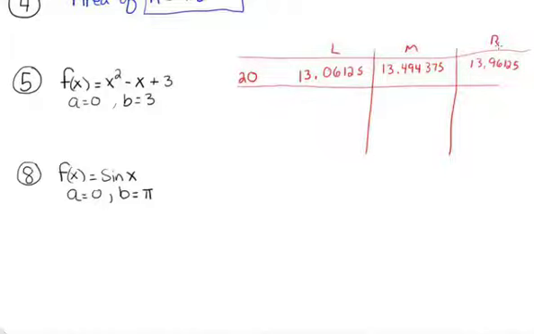0 to 3, and I don't know, let's do 50. And with 50, I get 13.3218, 13.4991, and 13.6818. Okay, not convinced yet, so we're going to go again.